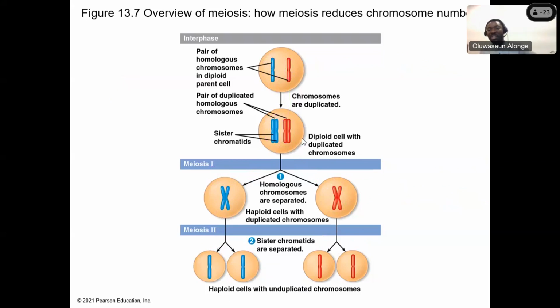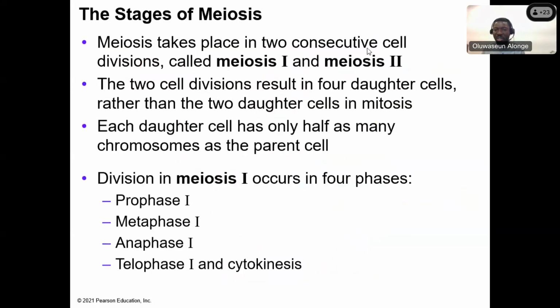That's actually all. Every other thing we are looking at, we're just looking at the flesh to see how a lot of other things happen there. So meiosis takes place in two consecutive cell divisions. We call them meiosis 1 and meiosis 2. The two cell divisions result in four daughter cells, like you see, and I told you the four daughter cells are haploid and they are non-identical, rather than the two daughter cells you see in mitosis. Each daughter cell has only half as many chromosomes as the parent cell.